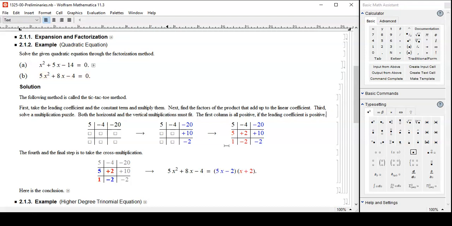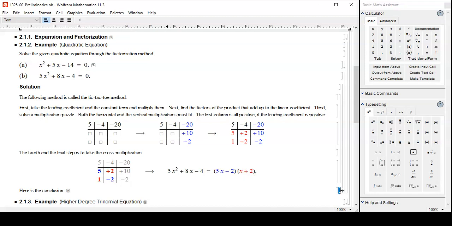Now fill out the puzzle. Horizontally, vertically, all multiplications. And the very first column is always positive as long as the very first is positive. Fill it out, and then we go with the cross multiplication. 5, -2, 1, +2. So 5x minus 2, 1x plus 2. That's how you do the factorization.